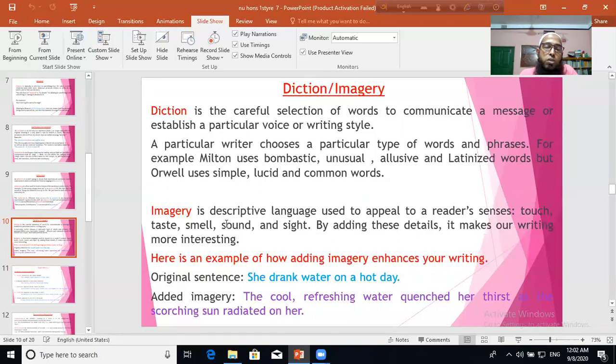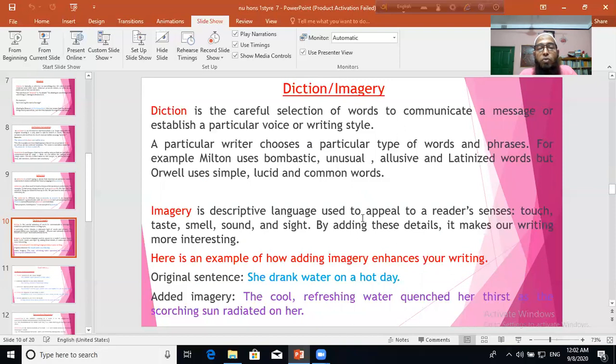So why do poets or writers use imagery? Imagery has come from the word image. Image means picture. Picture in words, that is image. When a writer is writing words and we are reading, we feel that we are seeing the picture of that setting, of that scene. So that use of images is called imagery.